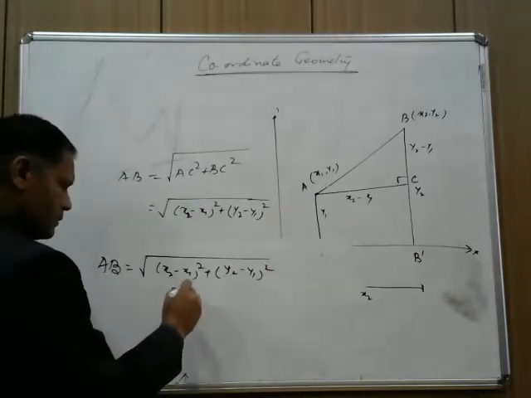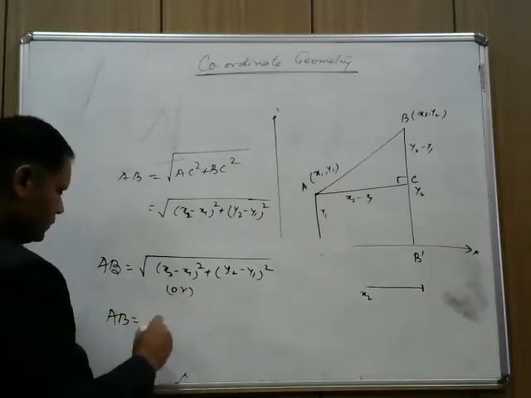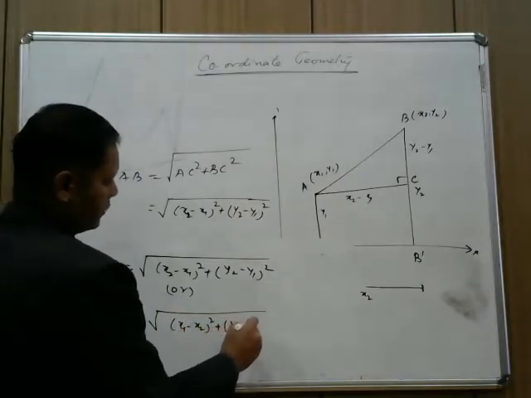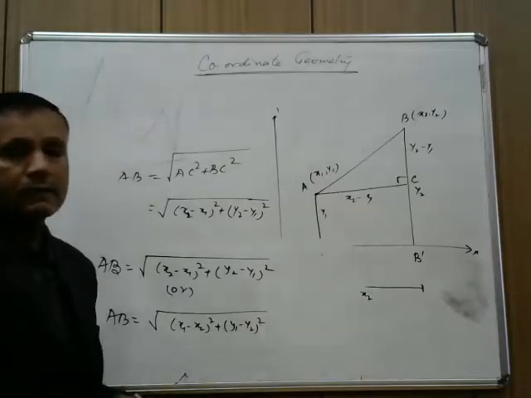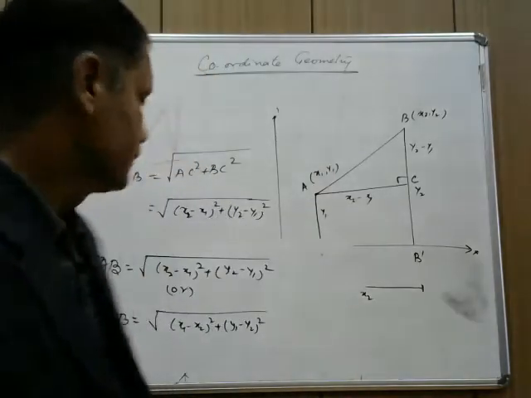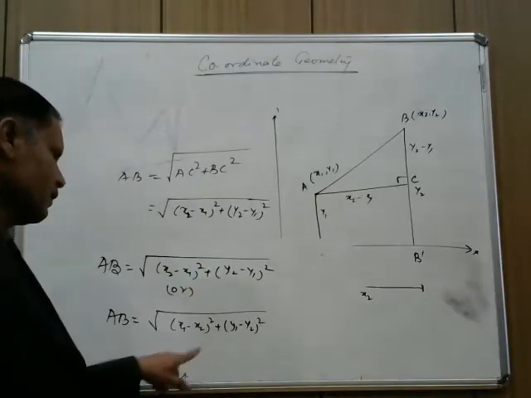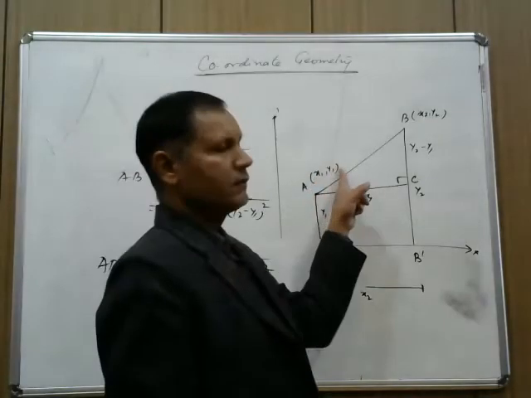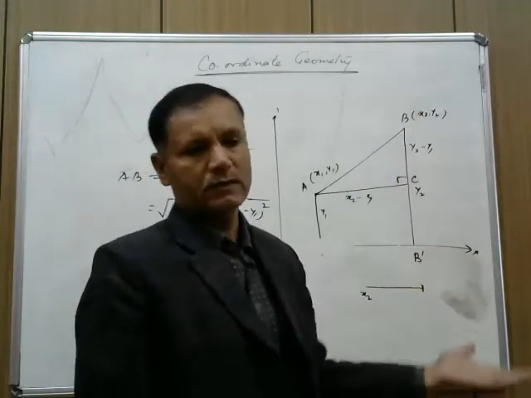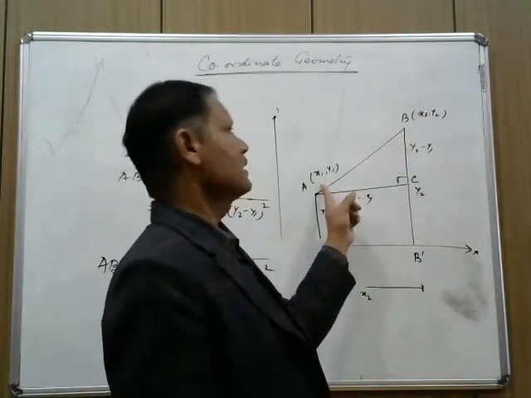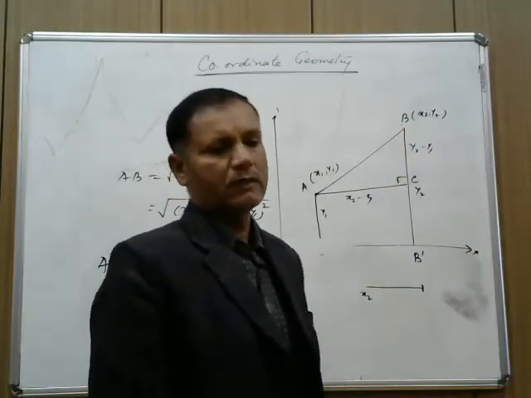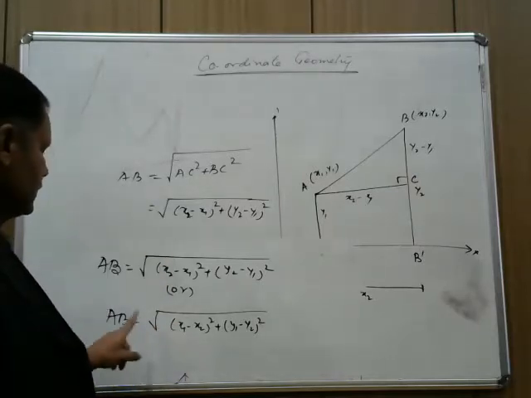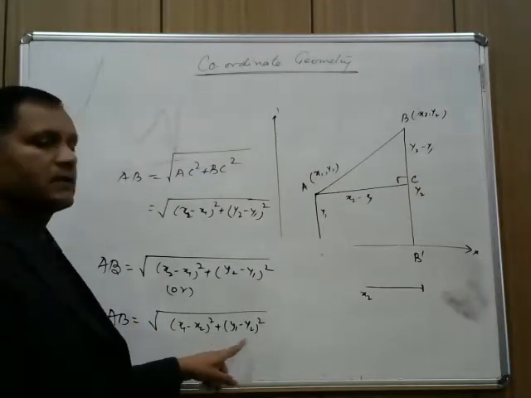But some students write this: AB is equal to under root x1 minus x2 whole square plus y1 minus y2 whole square. Then tell me, is it right or wrong? It is perfectly right, because x2 minus x1 whole square or x1 minus x2 whole square doesn't make any difference. Here I have taken x1 comma y1 and here I have taken x2 comma y2. It's my choice. I can take this point as x2 comma y2 and this point as x1 comma y1. Then certainly I would have received, and we have proved, that the distance AB will be x1 minus x2 whole square plus y1 minus y2 whole square.